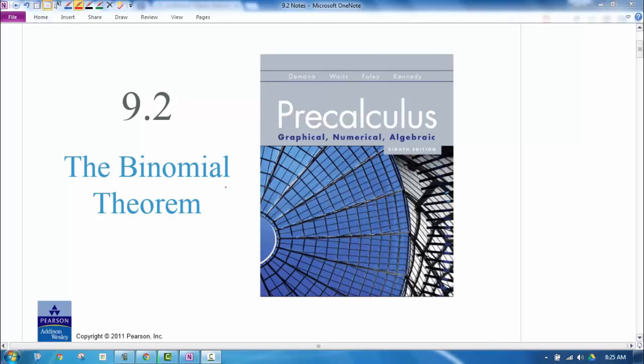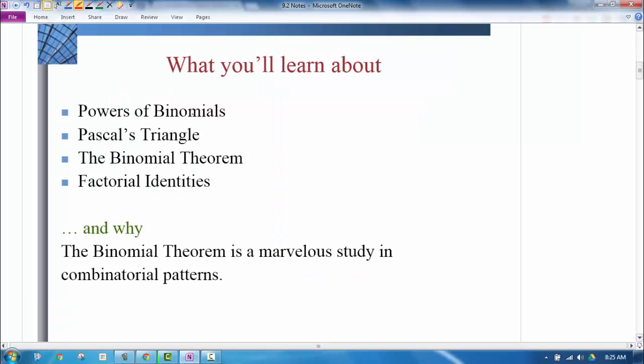Okay, 9.2 is on the binomial theorem. So we'll look at powers of binomials, Pascal's triangle, and the binomial theorem, and some factorial identities with homework.